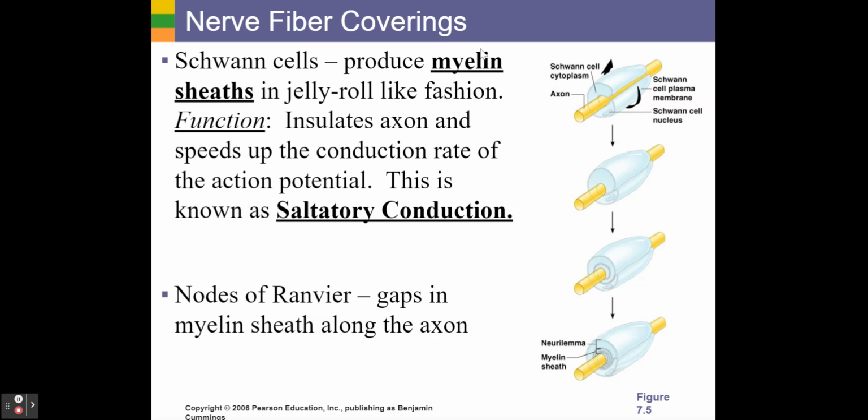So those Schwann cells are what are actually responsible for producing that myelin. The myelin is just kind of this jelly roll like insulation that's around the outside of the axon itself, and it's there essentially to help speed up this process.